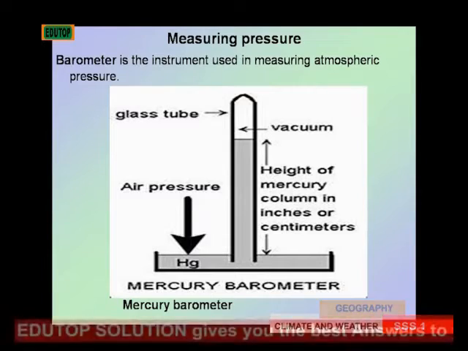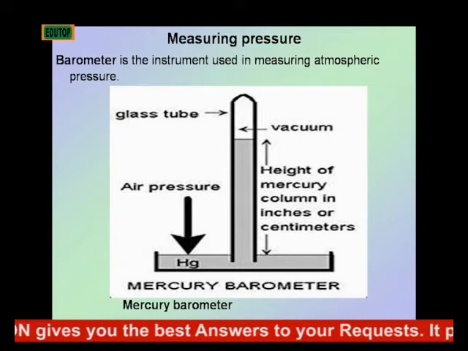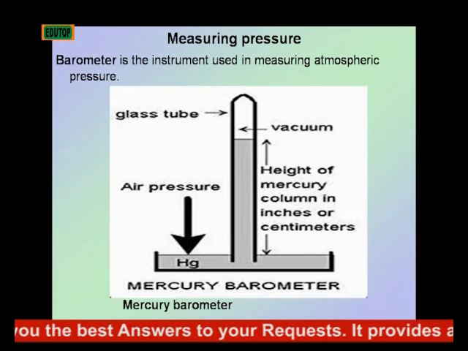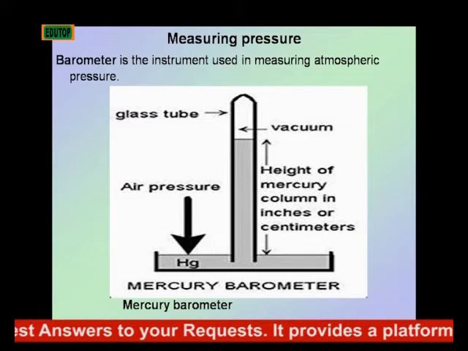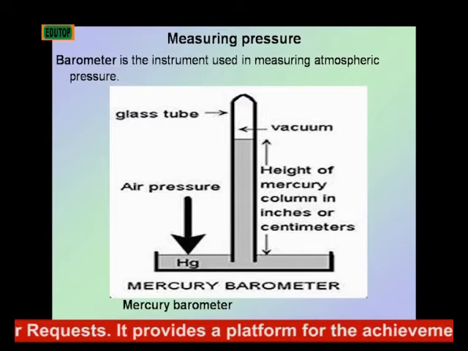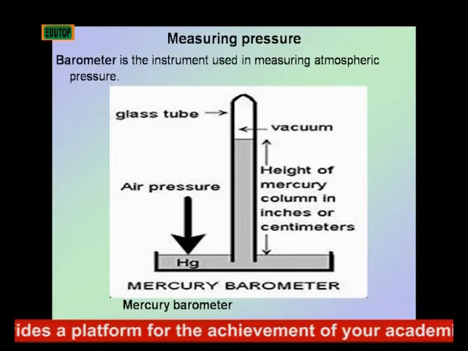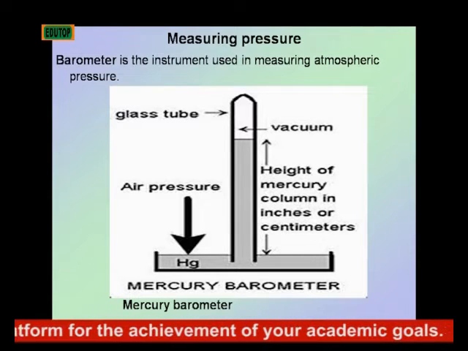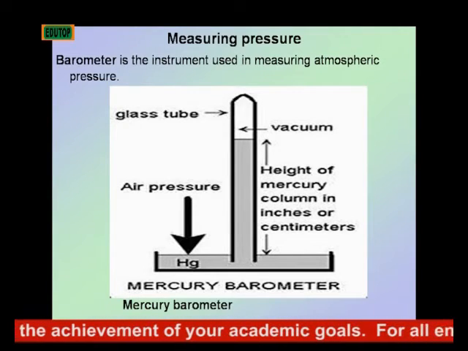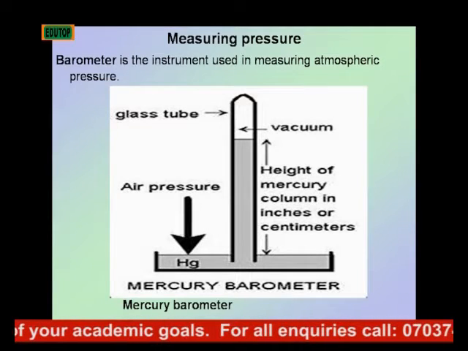Now, measuring pressure. The instrument for measuring pressure is called barometer. Here is an illustration of a typical mercury barometer, consisting of the glass tube, the air pressure, the vacuum, and the height of mercury column, which could be in centimeters or in inches.